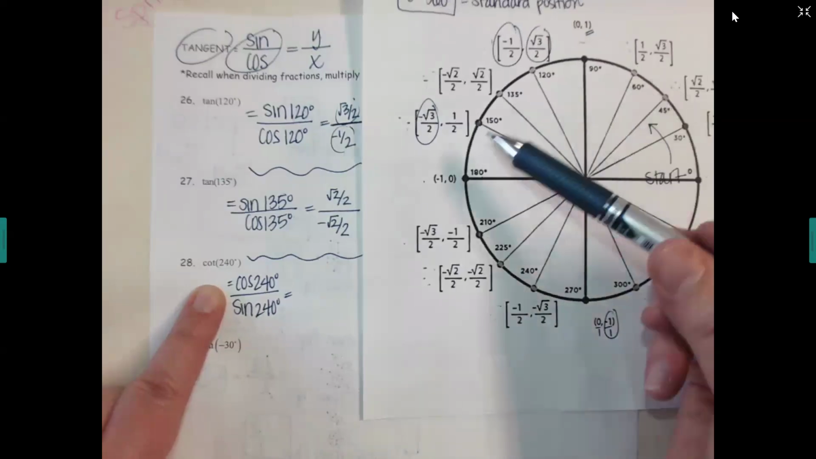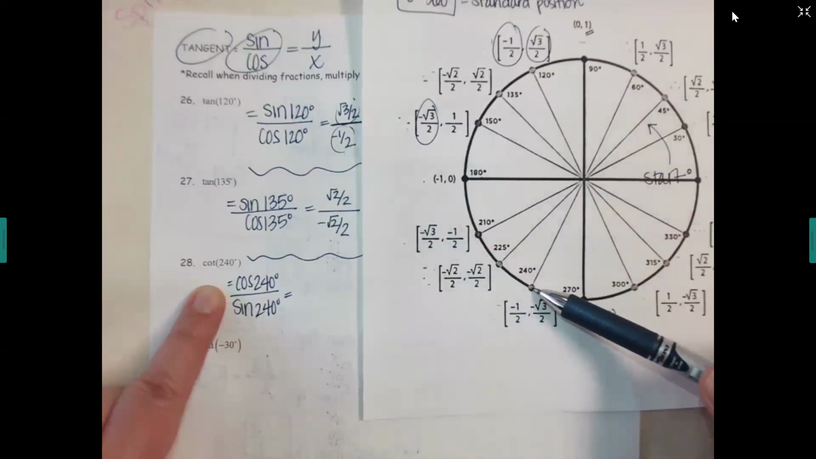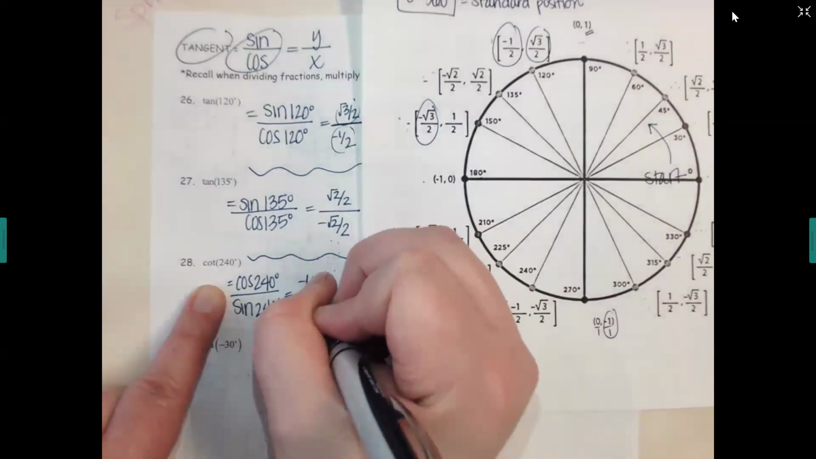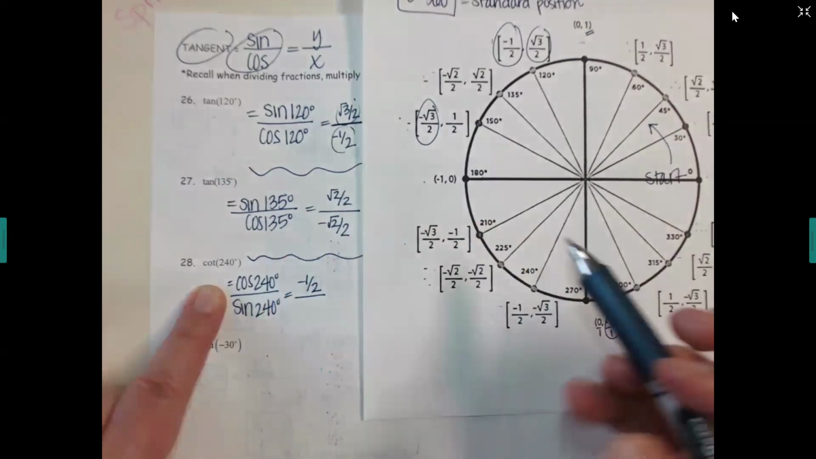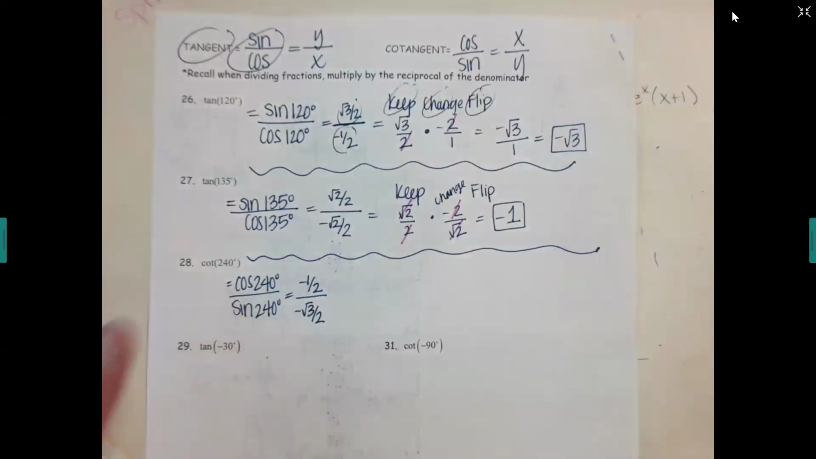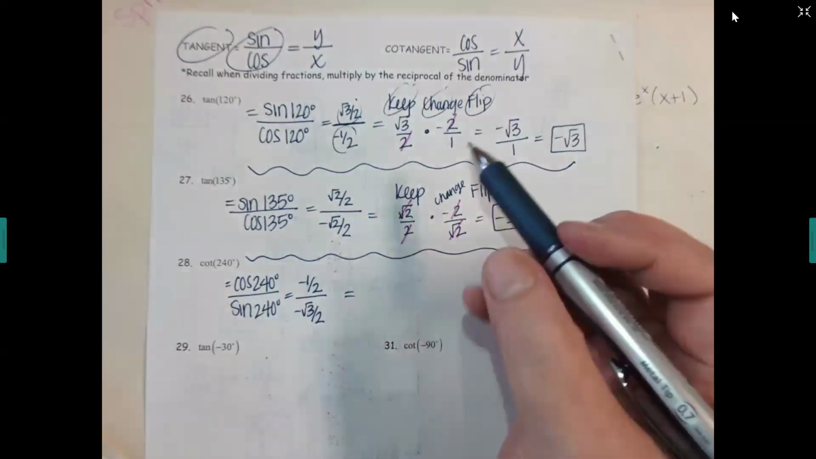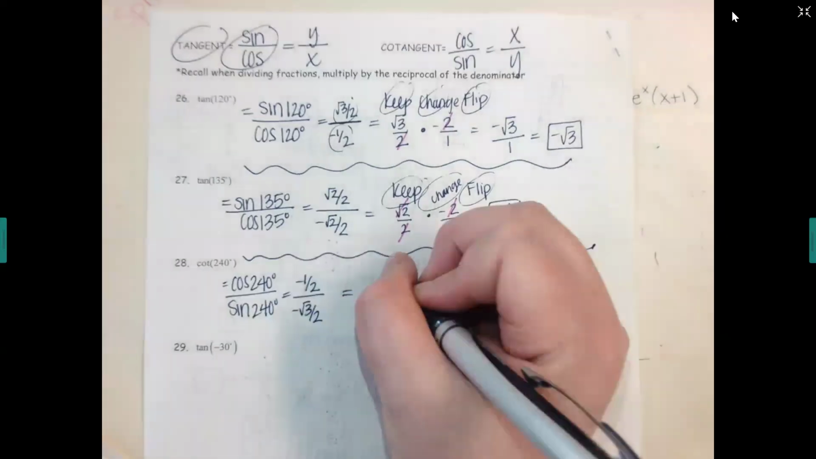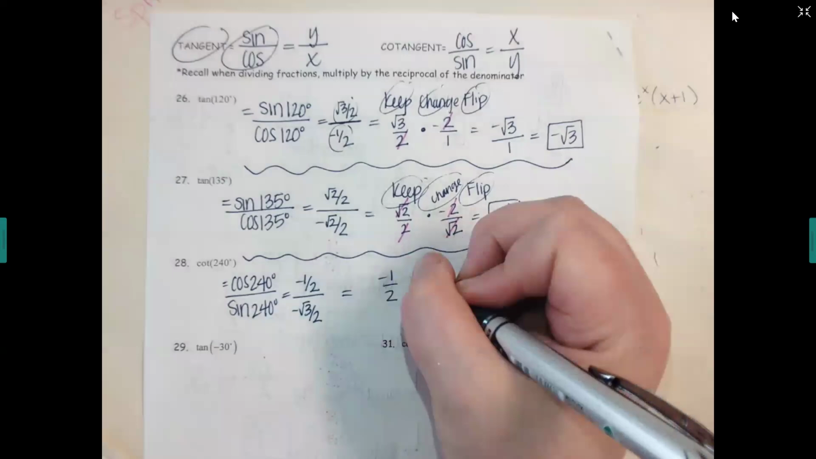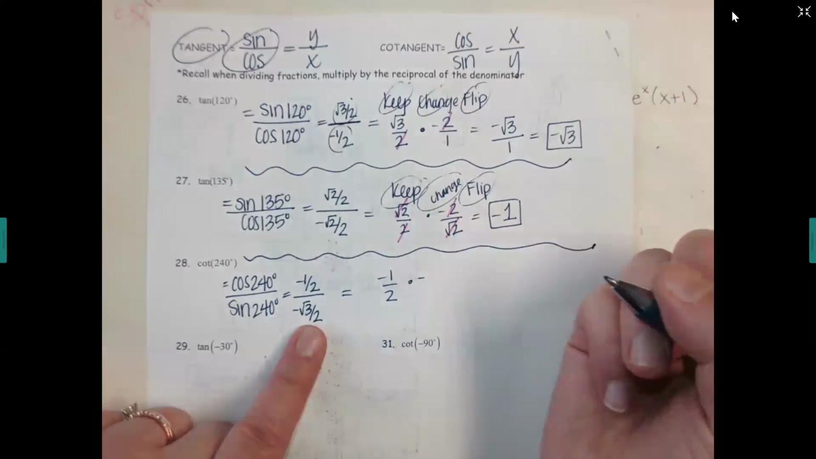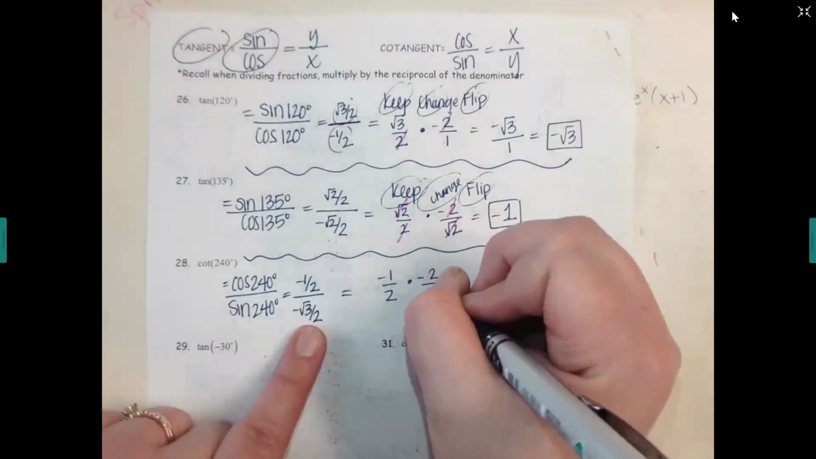I see 240 is here. And then I see that my x is a minus 1/2 divided by my y is a minus root 3 over 2. And then I'm like, oh no, fraction divided by a fraction. Don't worry, keep, change, flip. So remember, we're keeping the top one the same. We're changing it to a multiply. And then we're flipping this bottom guy. So instead of a root 3 over 2, now it's a 2 over root 3.